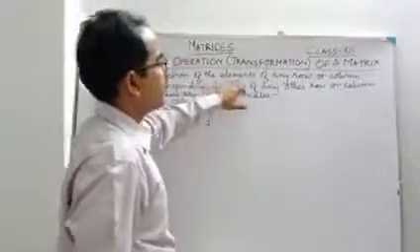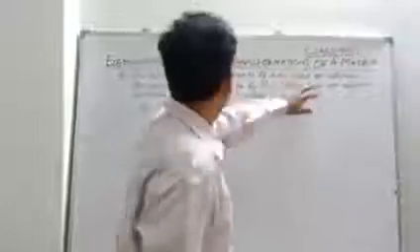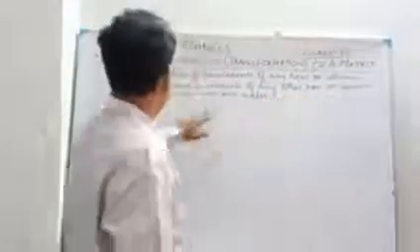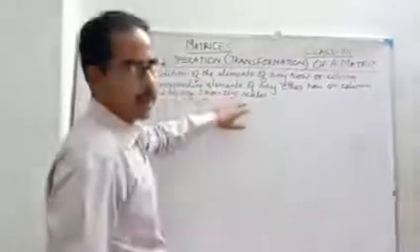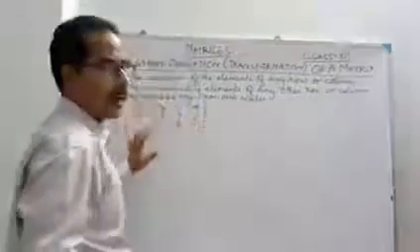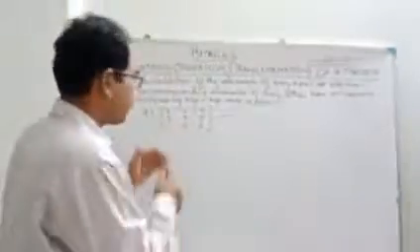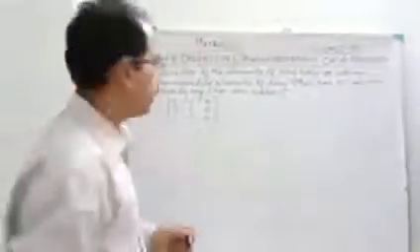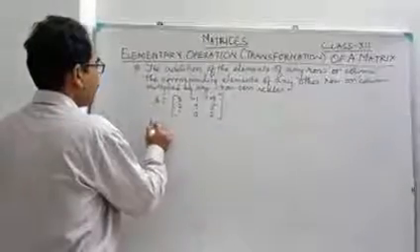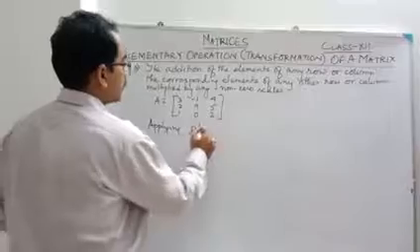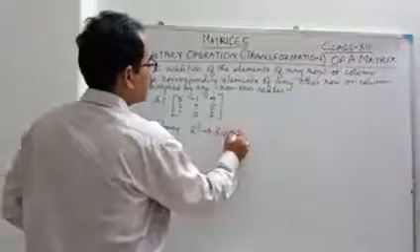Okay, so now the third one: the addition of the elements of any row or column to the corresponding elements of any other row or column, multiplied by any non-zero scalar. I have just taken a random 3 by 3 matrix. After I apply the row transformation as well as the column transformation, it will be more clear to you. Suppose R1 prime tends to R1 plus 2R2.